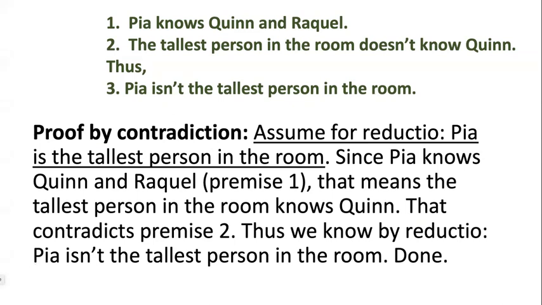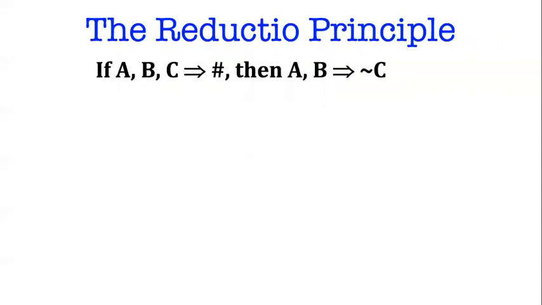Now, if that wasn't familiar, if that didn't make sense, let's talk about exactly how the reductio arguments work and why they're valid. The reductio principle, this is my explanation for why this method of argumentation works. If you understand the reductio principle, then these arguments, proof by contradiction or proof by reductio, might make more intuitive sense. Here's what the reductio principle says.